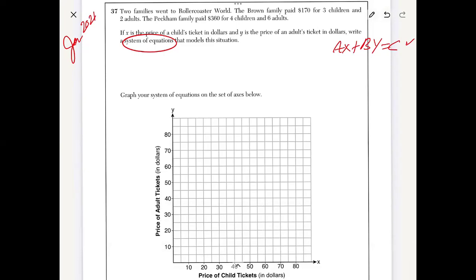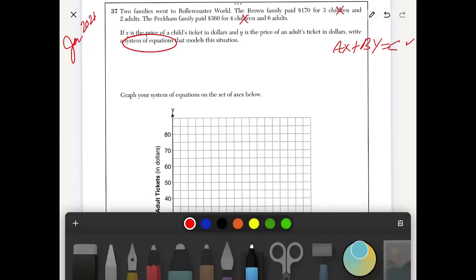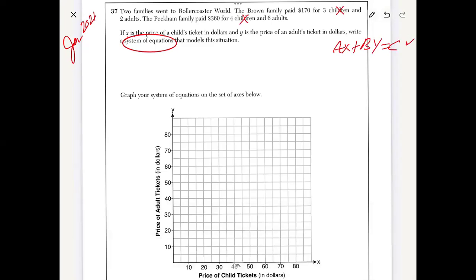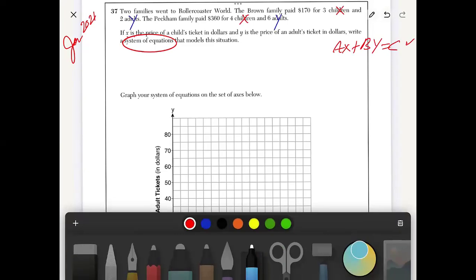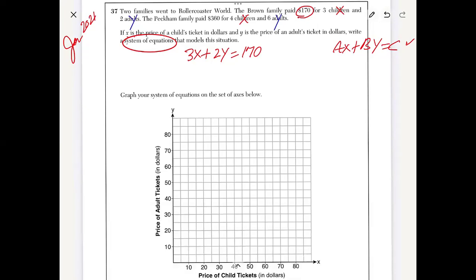Basically all you're doing is anywhere you see children's ticket, you're going to replace it with an X. So we got an X here, got an X here. And anywhere you see an adult ticket, you're going to put in a Y. So there's two Y's here, there's six Y's here. Now let's come up with the equations. First equation is going to be 3x plus 2y equals $170. That's how much they paid. Second equation is going to be 4x plus 6y equals 360. Boom, done. This is 2 points.